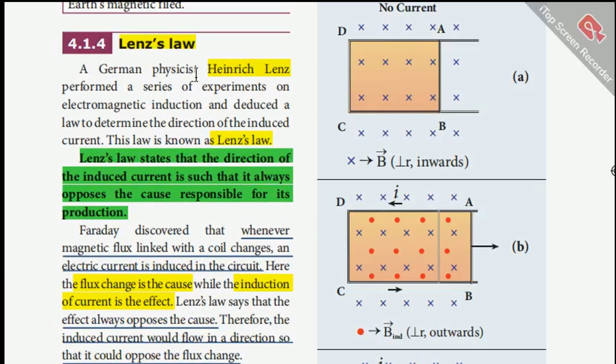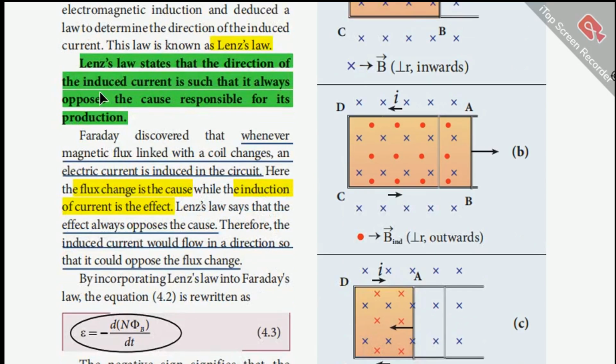A German physicist, Heinrich Lenz, performed a series of experiments on electromagnetic induction and deduced a law to determine the direction of the induced current. And this law is known as Lenz's law. Now let us see what is Lenz's law, how to define that. Lenz's law states that the direction of the induced current is such that it always opposes the cause responsible for its production.